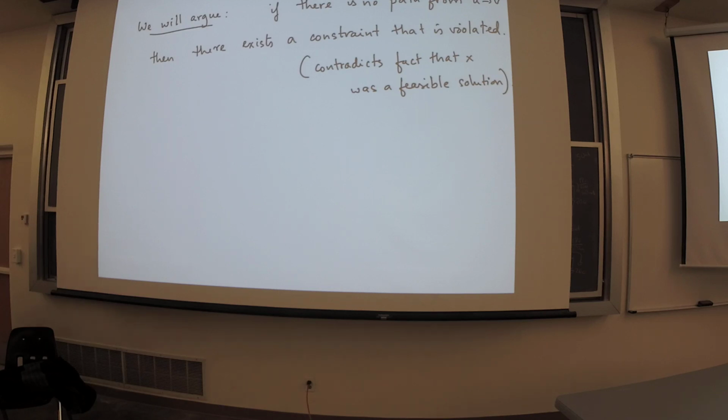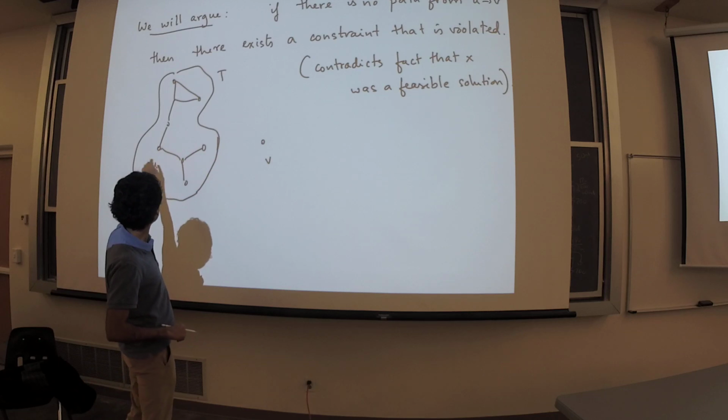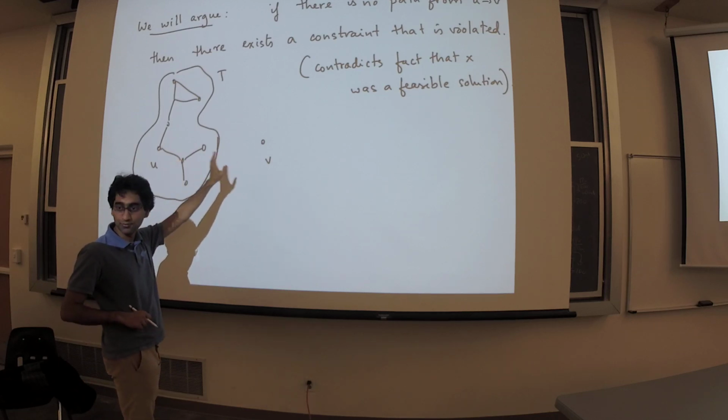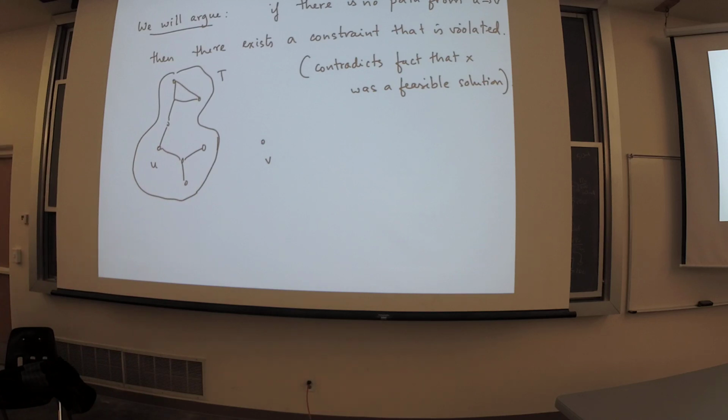And now what he is arguing is, okay, suppose there is no path from U to V. So here's U, here's V. There's some set of vertices that are reachable from U. Let's consider that set and call it T. We know that T cannot include V, because this is the set of vertices reachable from U, so if it included V, then there was a path from U to V. And we are assuming that there is no path from U to V. Okay, so what do we do?